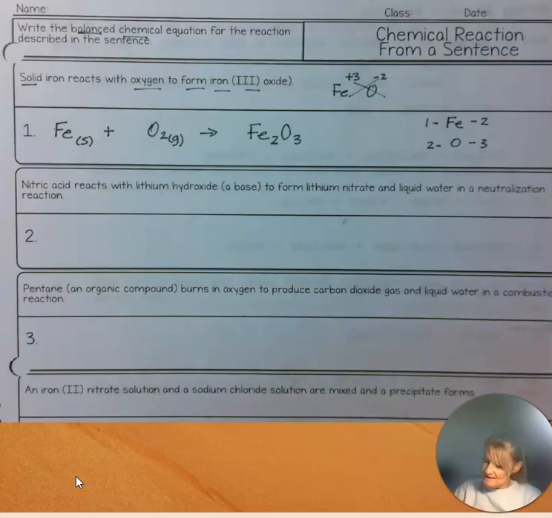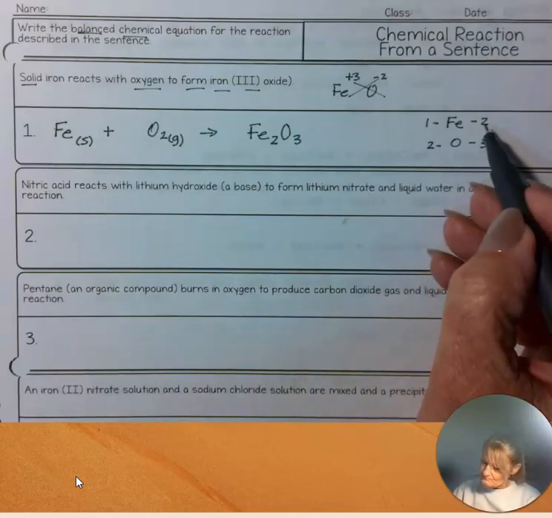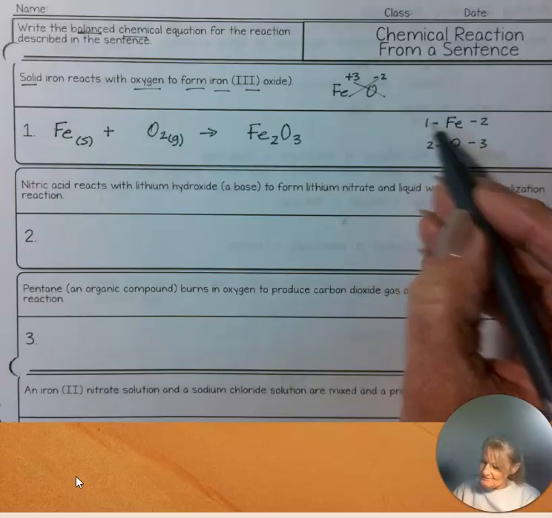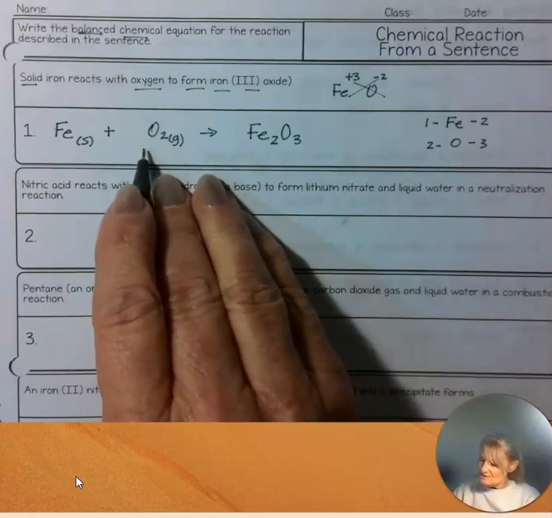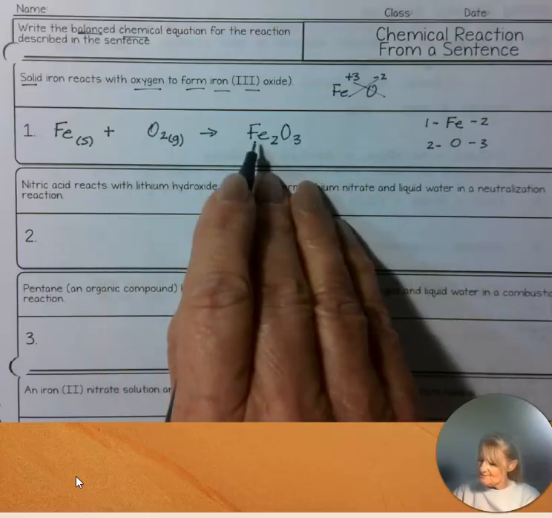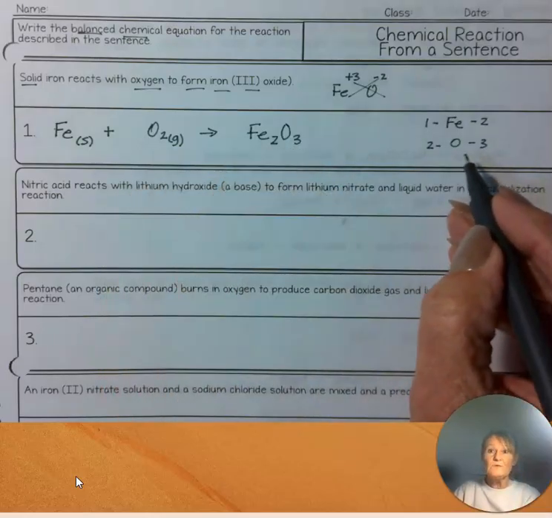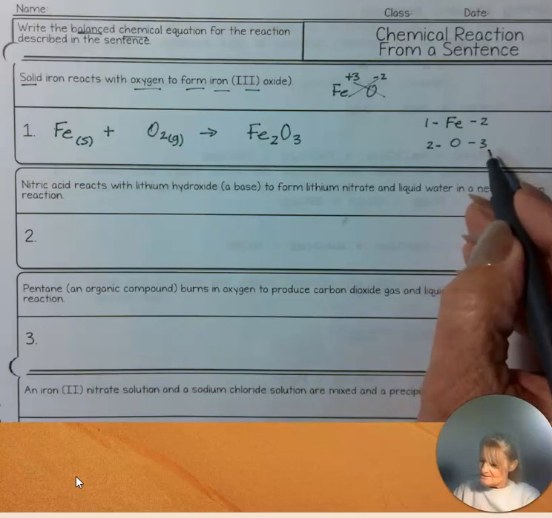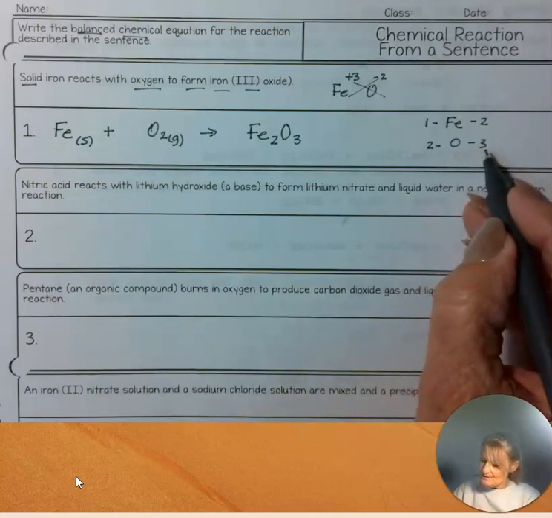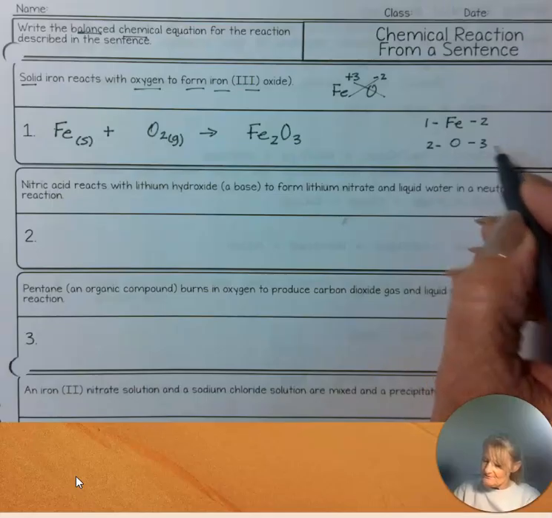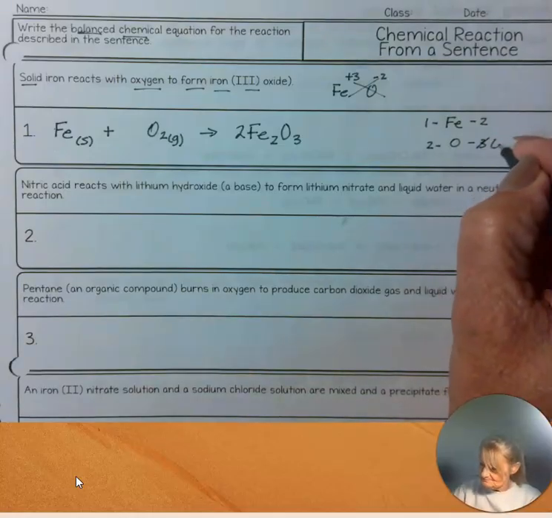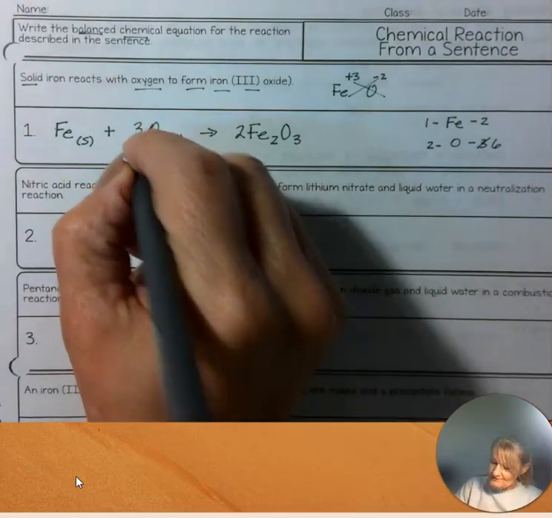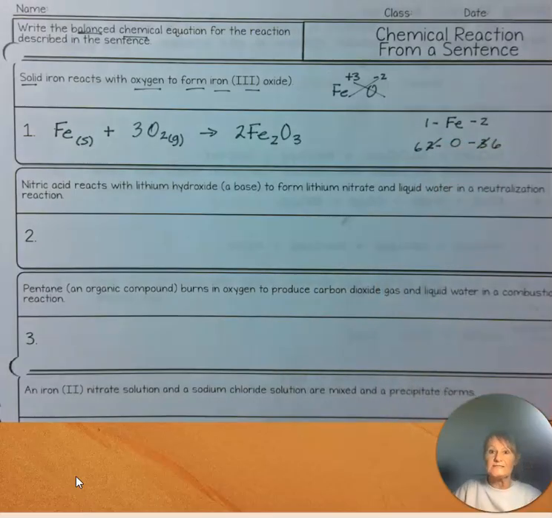And so it looks to me like in this case, if we double the iron, that'll be fine, but that's not going to fix the oxygen. And if I change the oxygen here, that's going to change it there, but it also changes the iron. So I'm probably going to want to start with my oxygen first. Maybe I want to put a 2 out in front of this one. That's going to make my oxygen 6. I'm going to put a 3 out in front of this one, which makes my oxygen 6.